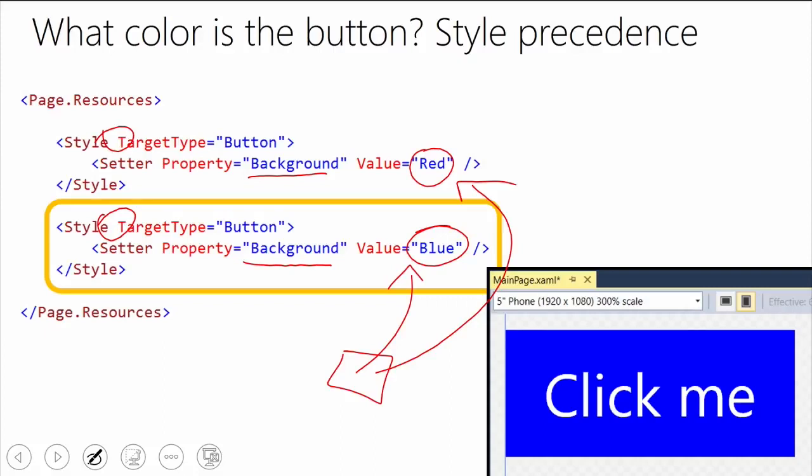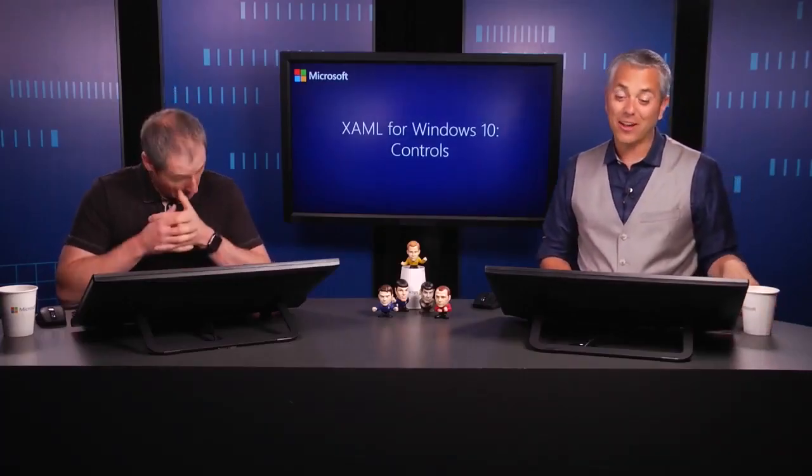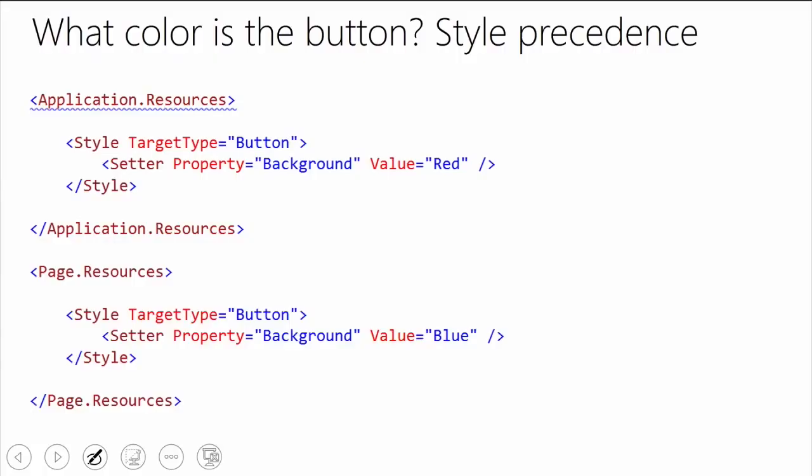What color is the button that we don't have on the screen? It's going to be blue. That's exactly right. I feel like a football coach all of a sudden. All right, here we go. More about style precedence. This one is really great.